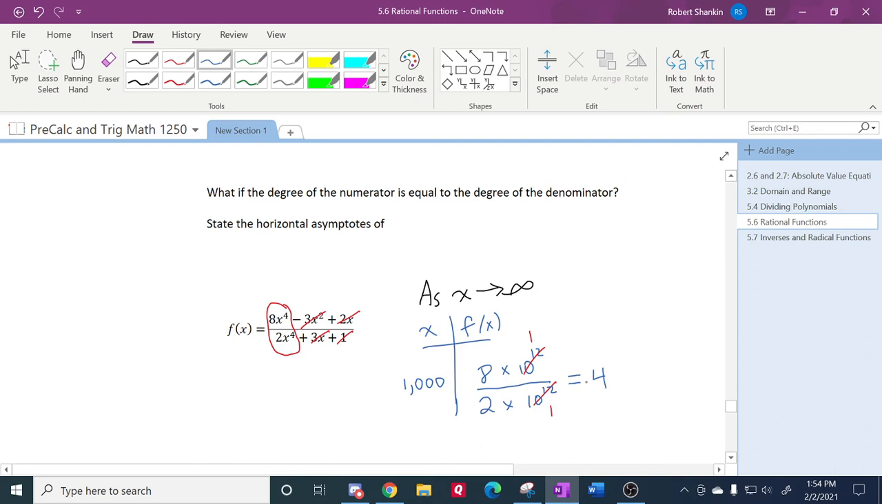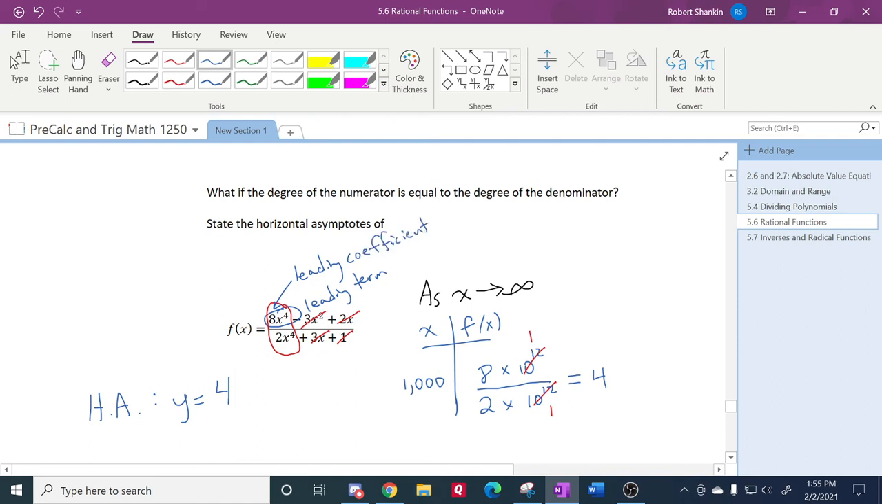And what we say is the horizontal asymptote will be 8 divided by 2, which is 4. And it's the ratio of the leading coefficients. This is called the leading coefficient. We call this whole thing the leading term. And this one is the leading coefficient.